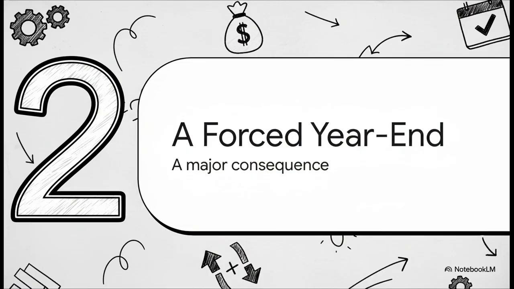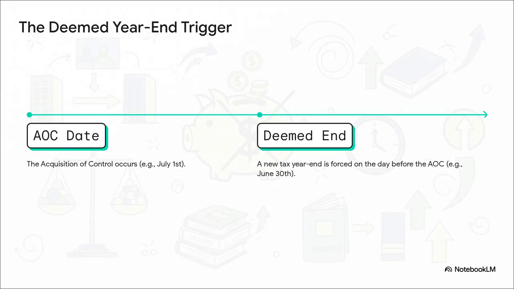All right, so the deal is done. Control has officially changed hands. The very first thing that happens from a tax perspective is a sudden and dramatic stop to business as usual. The company's normal financial rhythm is immediately interrupted. The rules impose what we call a deemed year-end on the day right before the new owners take control. So, if a deal closes on July 1st, the tax year is slammed shut on June 30th. This creates a really short, intense tax period where a lot of things have to be sorted out and fast.